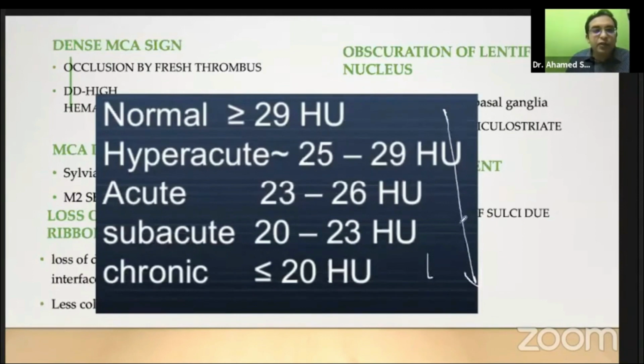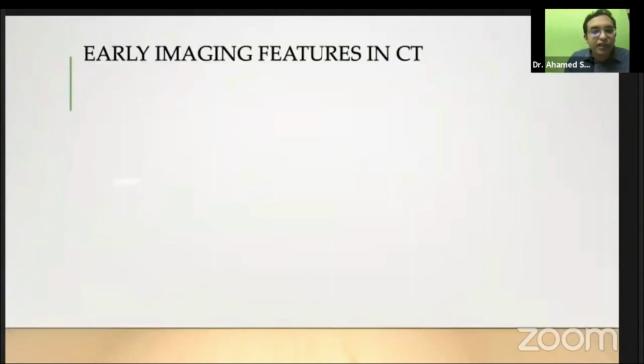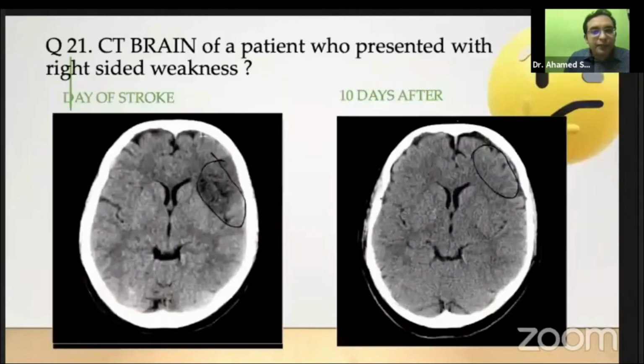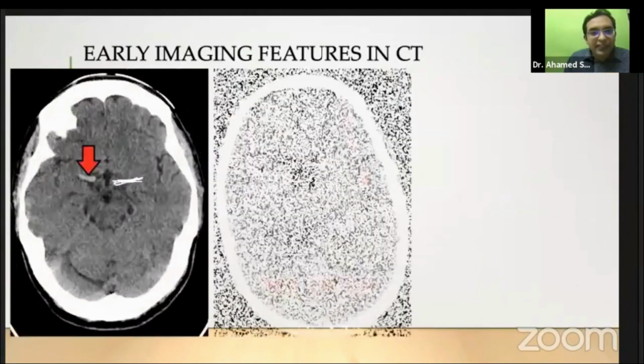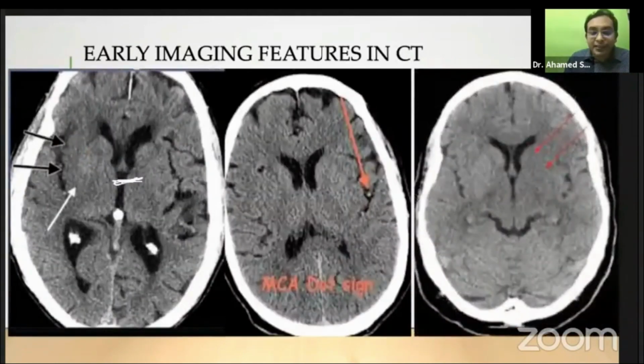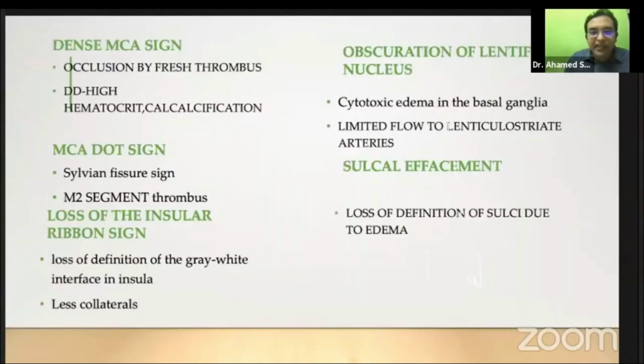In chronic infarct, it will be less than 20 Hounsfield units. So what was happening in this patient? You saw that the initial CT was normal, and the later CT had nearly normalized. This doesn't mean that the patient had become normal or that the CT has corrected itself. But some people may complain that you have wrongly treated the patient, that it was not an actual stroke, that you have missed something.